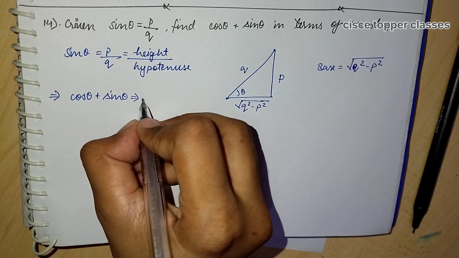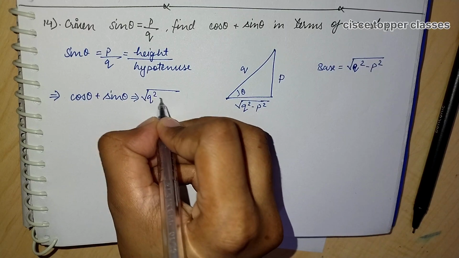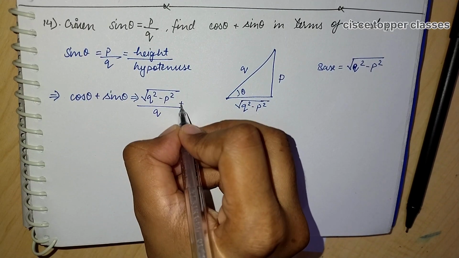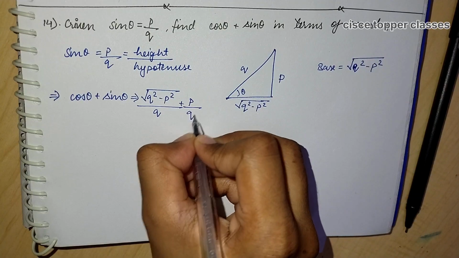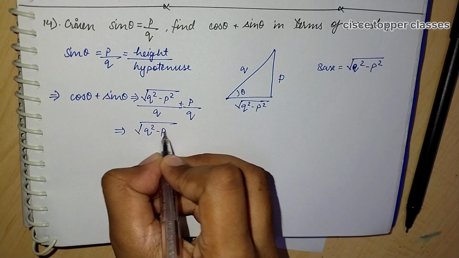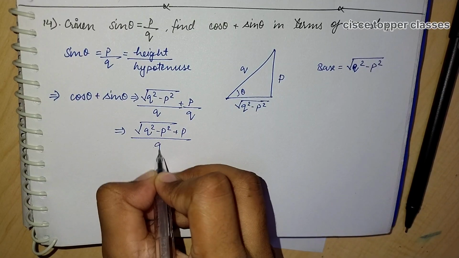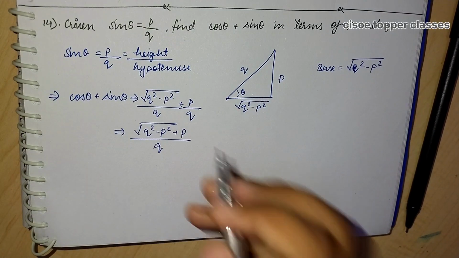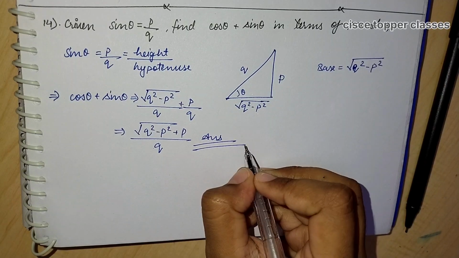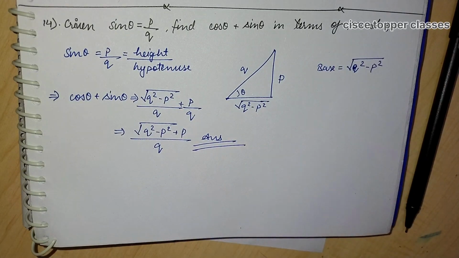Cos theta we can write as base by hypotenuse, means under root q square minus p square divided by q, plus sin theta, which will be p by q. So under root q square minus p square plus p, divided by q. So this is the final answer here in this question. This is the answer of 14th question and this is the solution of this part.